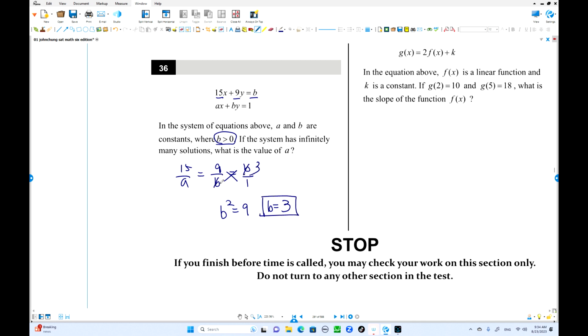This is 3, this is 3. So 15 over A equals 3. From here, A equals 5, isn't it? 15 over 5 is 3, okay? So they're asking you the value of A.